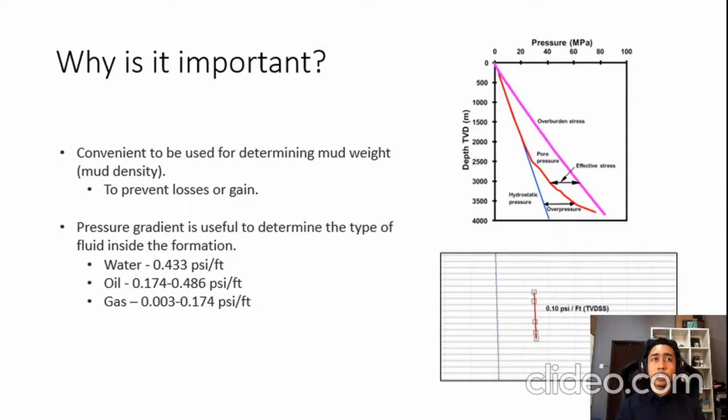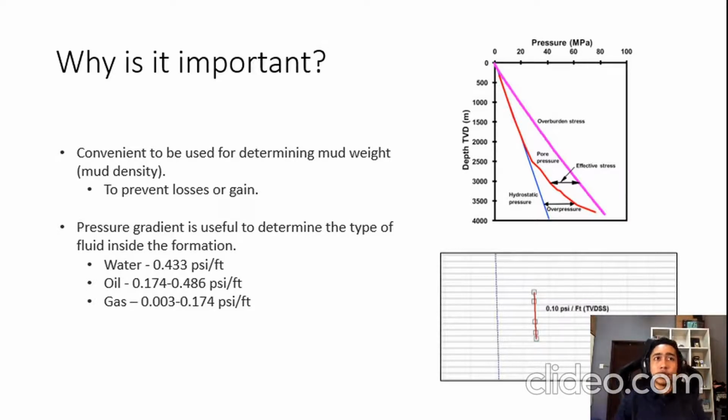The other one is the vice versa of the losses, which is when the formation pressure is higher compared to the mud weight. So it will lead to gain. Gain will lead to kick, and kick will lead to blowout. One example we can see is the Macondo incident, which is known to be the biggest oil spill throughout the history of oil and gas.